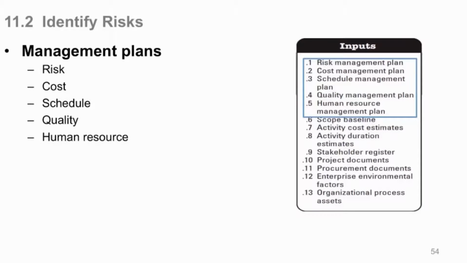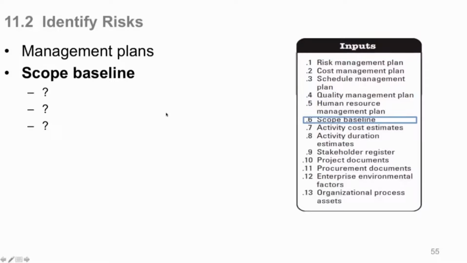So here's our inputs again. Again, the blue box are all those plans that we saw in the data flow: risk, cost, schedule, quality, and human resource. The scope baseline itself, now we haven't gone through scope management yet, but again, all these processes are interactive and iterative, and in a real project, you would probably be considering developing your scope plan and your work breakdown structure and all that while we're doing this, but we don't have that luxury here. But we'll just assume that there is a scope baseline.